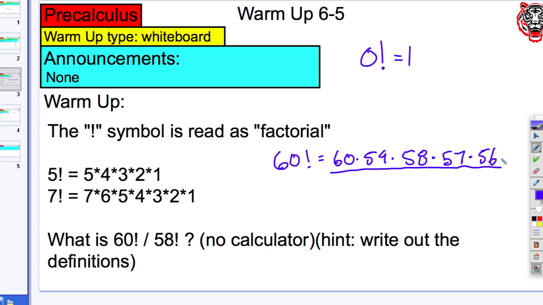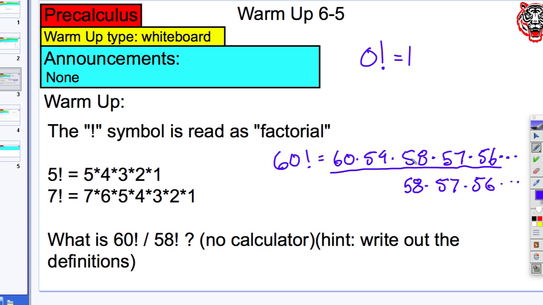58 factorial. Well, this goes on and on forever, right? Goes until you hit 1. How do I write 58 factorial? 58 times 57 times 56 times 55 times 54, and it goes on forever and ever. You agree? Yes. Notice that when things are multiplied, they cancel each other out.